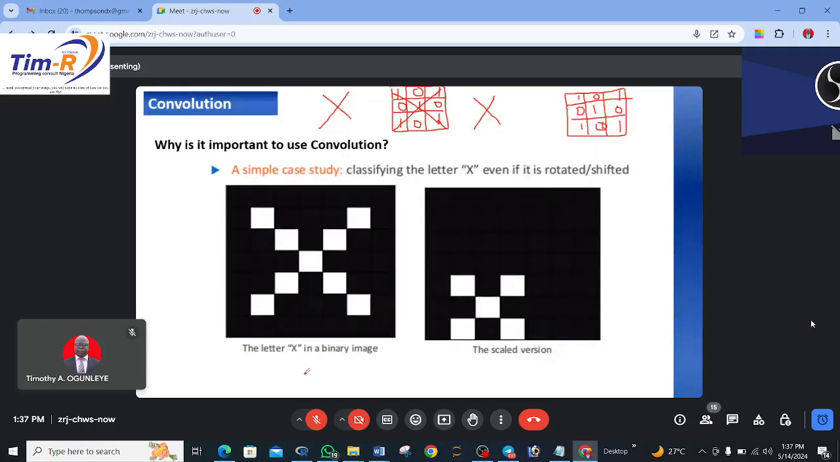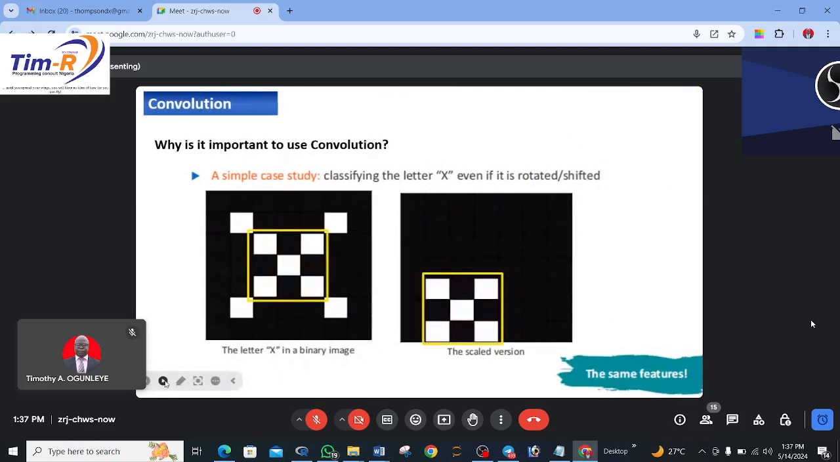So now let us move forward. One thing there is that we want to classify the letter X, whether it is rotated or shifted. If you look at this, this is the letter X here, and we can see this as well. This is the scaled version, so it is still the same feature. The same feature that is here is the same feature that is here, even when it was shifted or rotated. That's one reason why convolution is important.